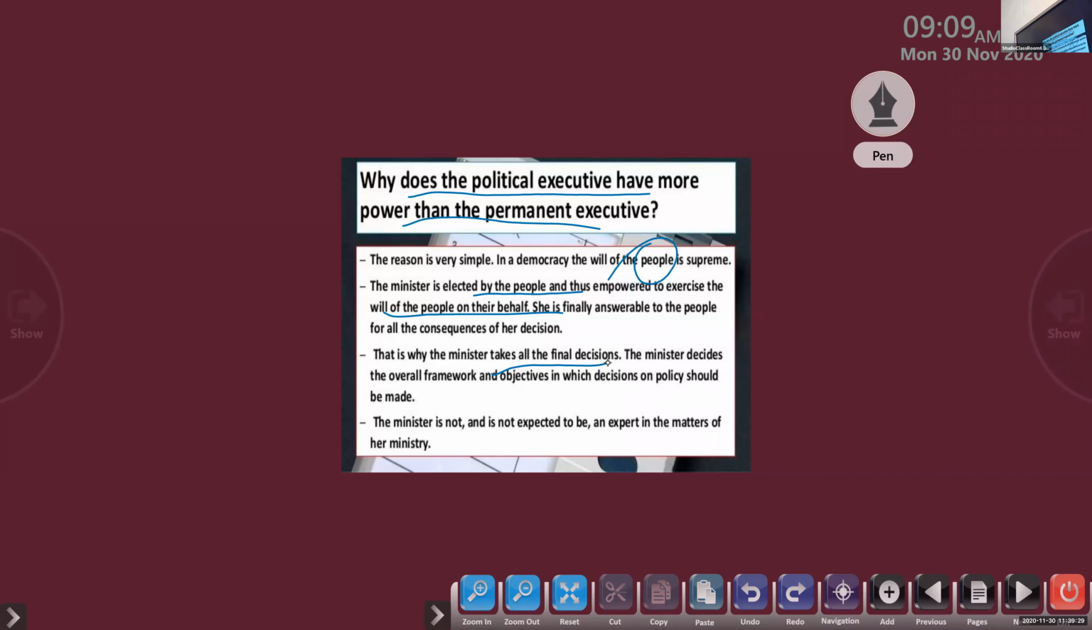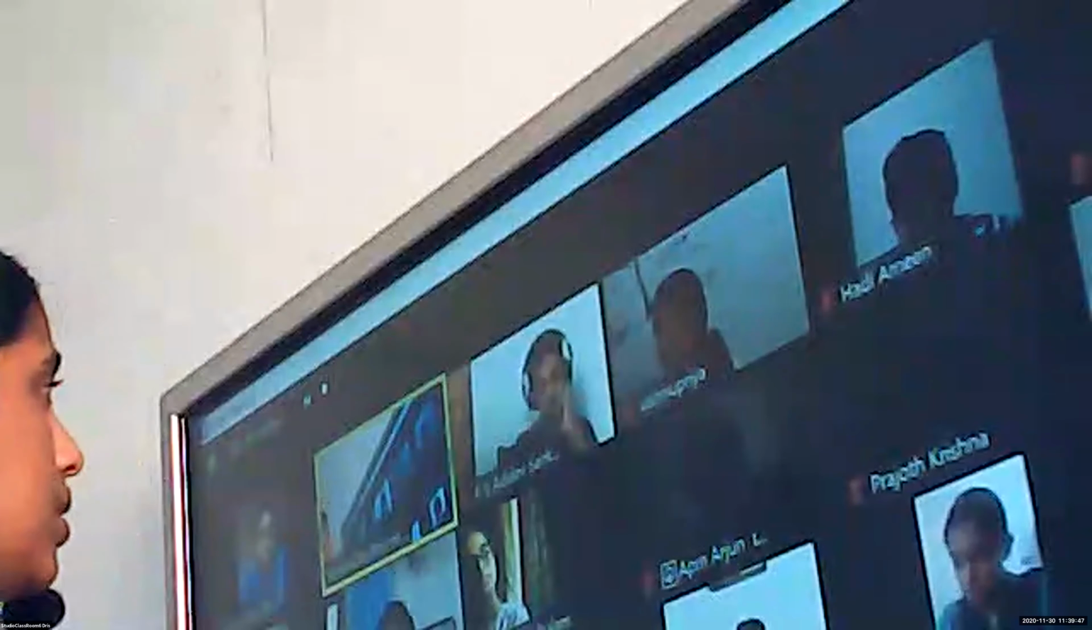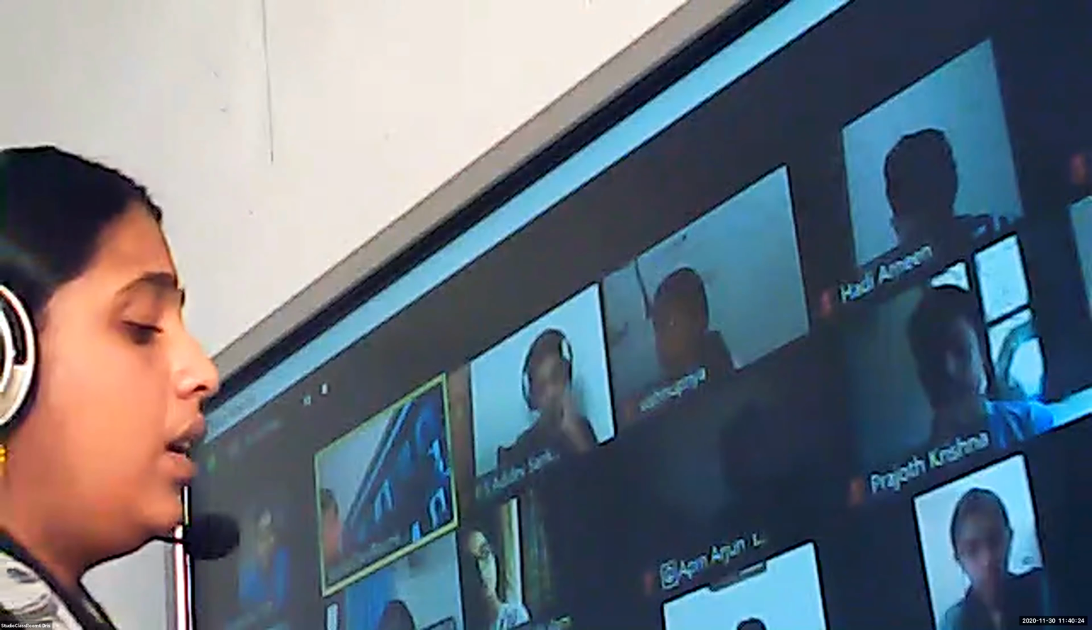So the ministers are taking all the final decisions, and the minister decides the overall framework and objective in which the decisions on policy should be made. The ministers are not experts in any matter, so they are assisted by experts. So always remember this point.